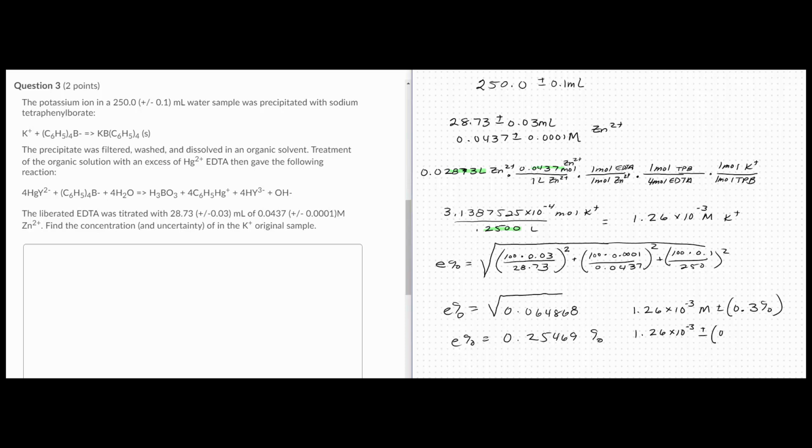Let's see if I'm 10 to the negative. Let's make this part the same. So then it would be plus or minus 0.123 times 10 to the negative third molar.